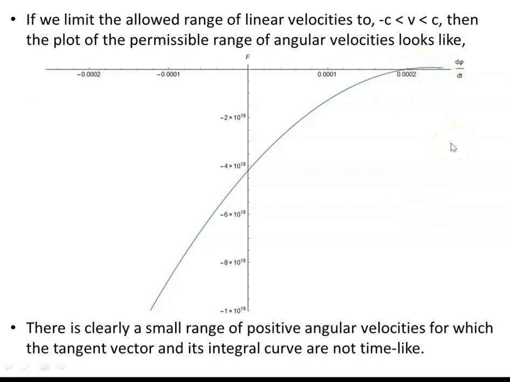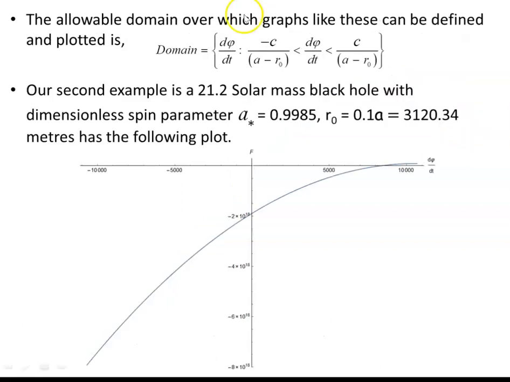So that sets an upper limit on the angular velocity. Okay, so the allowable domain over which graphs like these can be plotted is this one. It's the set of values of t lying between minus that and that, not including those endpoints because we're not traveling at the speed of light.